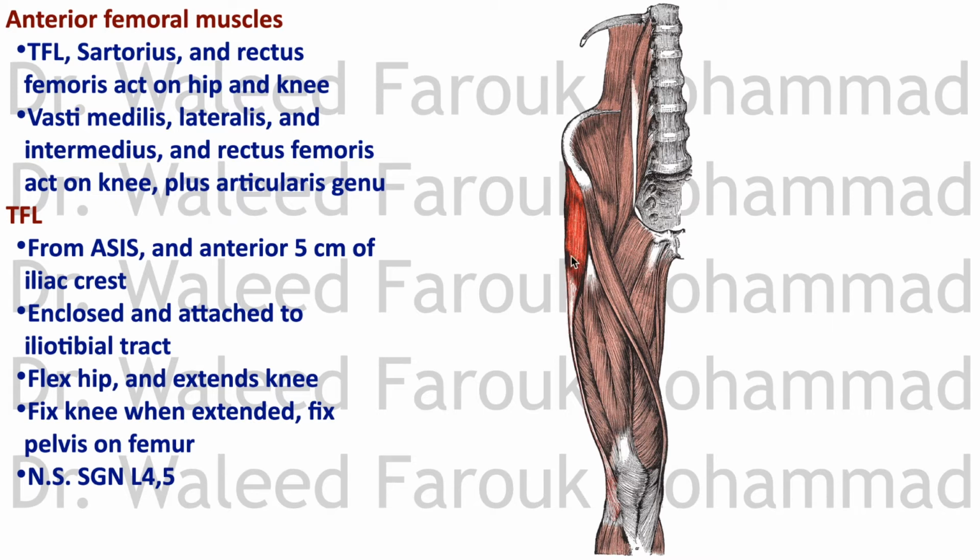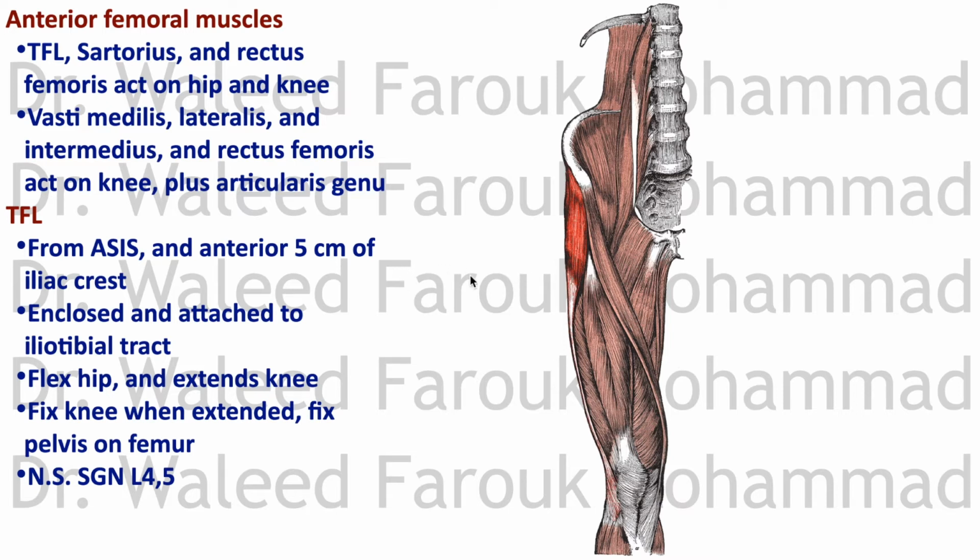By pulling on the iliotibial tract, it fixes the knee when extended and fixes also the pelvis on the femur. The muscle itself flexes hip and extends the knee. The nerve supply of the muscle is the superior gluteal nerve L4 and 5.